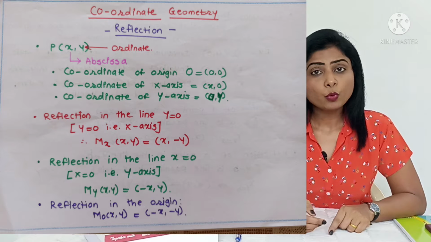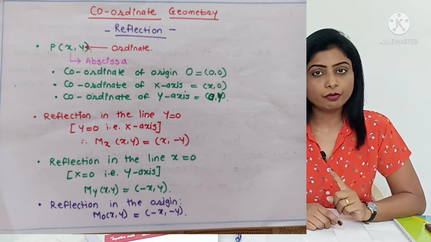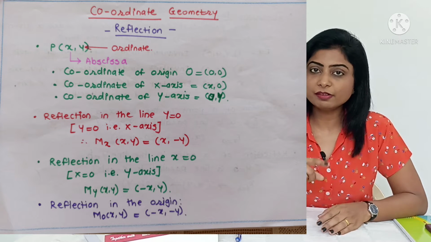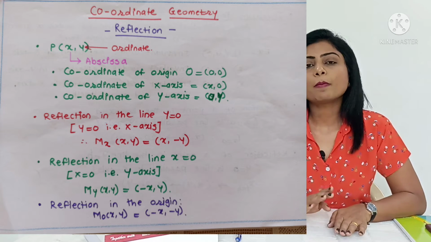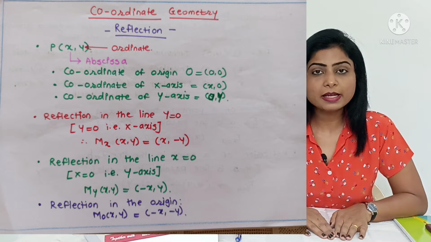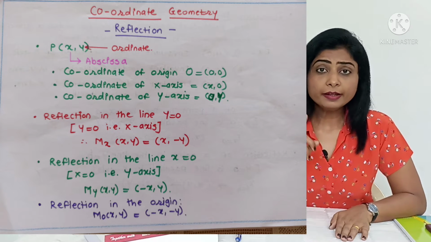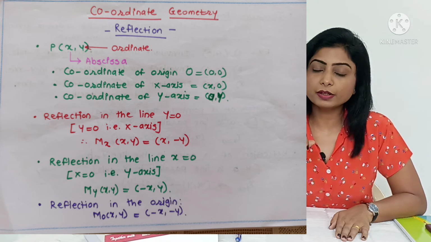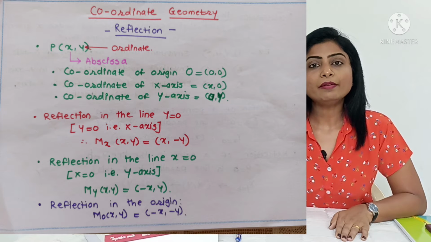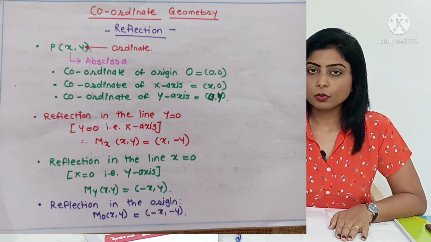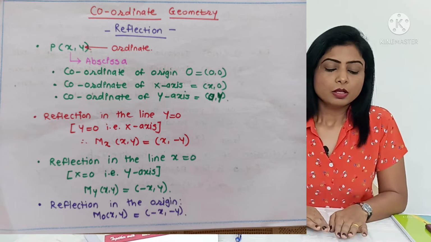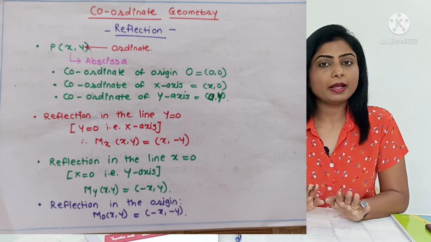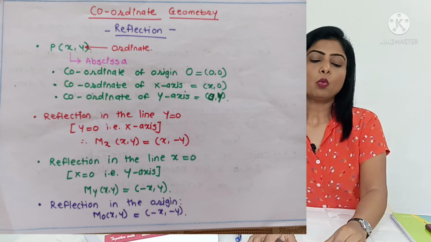Now reflection in the y axis, the equation will be x equal to 0. So what will be the reflection? My (x, y) will be, now here x will change and y will remain unchanged. So (-x, y). So in case of y equal to 0, that is the x axis, x is unchanged, only y will change. In case of x equal to 0 and y axis, y will not change, only x will change. Okay, so now reflection in the origin, both the coordinates will change. M(x, y) will be (-x, -y).